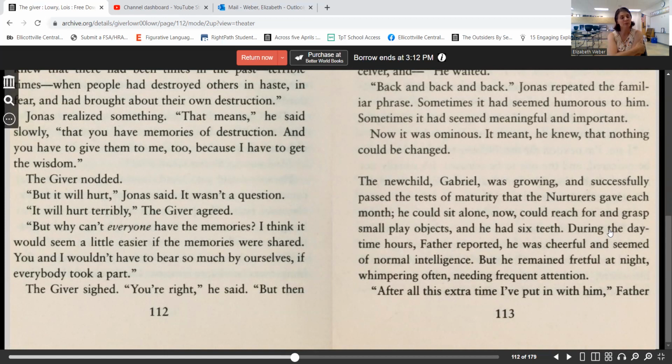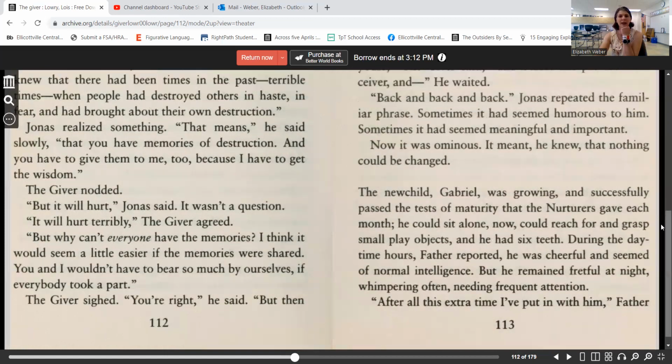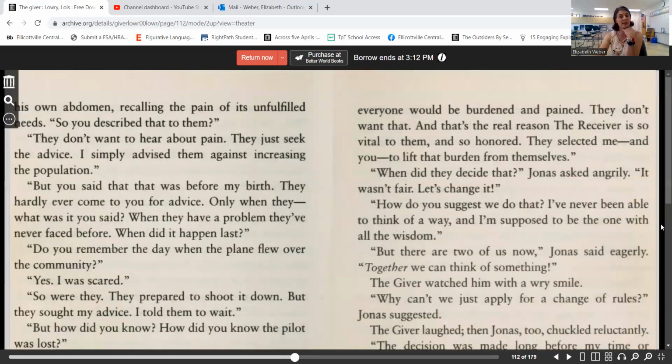The giver sighed. You're right, he said. But then everyone would be burdened and pained. They don't want that. And that's the real reason the receiver is so vital to them and so honored. They selected me and you to lift that burden from themselves. When did they decide that? Jonas asked angrily. It wasn't fair. Let's change it. How do you suggest we do that? I've never been able to think of a way, and I'm supposed to be the one with all the wisdom.